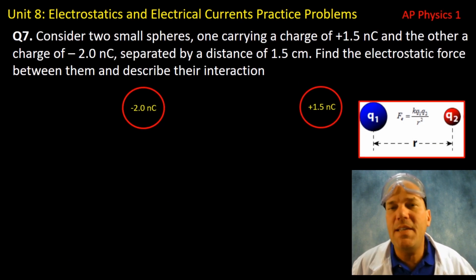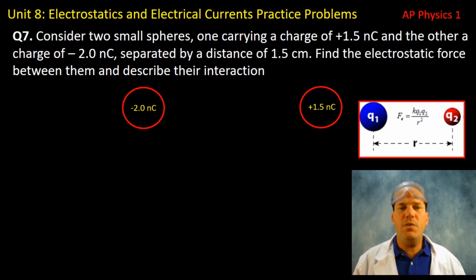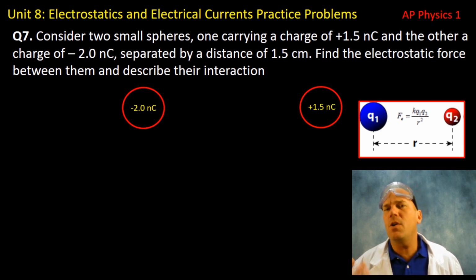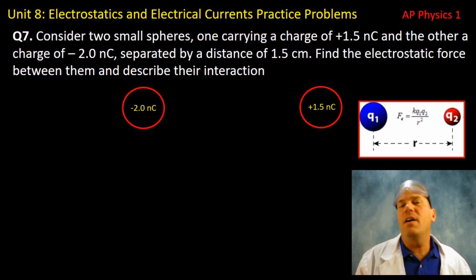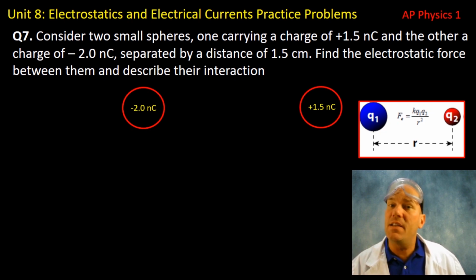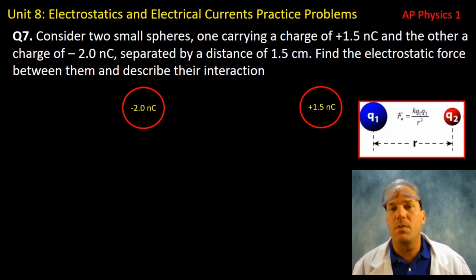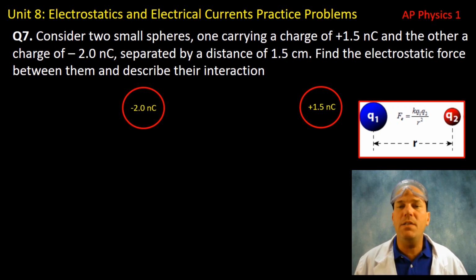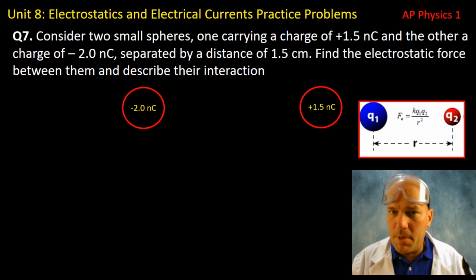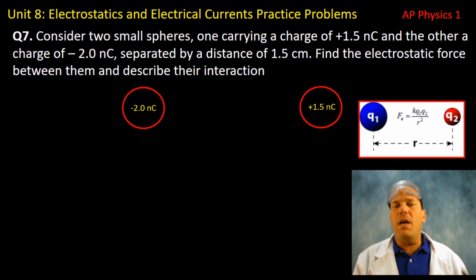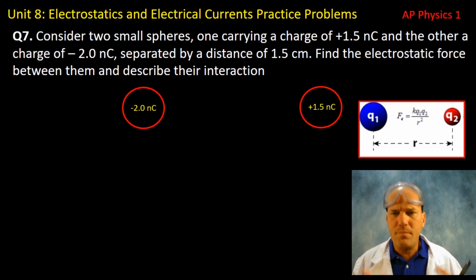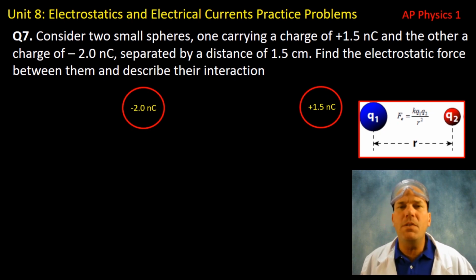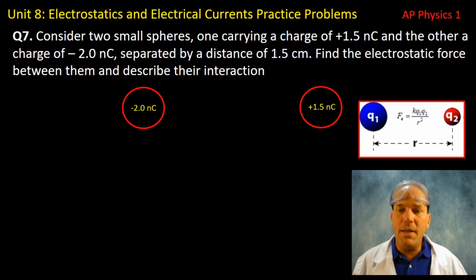In question 7, consider these 2 small spheres, one carrying a charge of 1.5 nanocoulombs and the other carrying a charge of a negative 2.0 nanocoulombs. They're separated by a distance of 1.5 centimeters. Find the electrostatic force between them, and lastly, describe their interaction. So we're going to be using Coulomb's law again here to solve this problem.